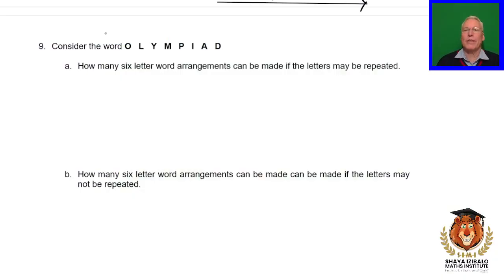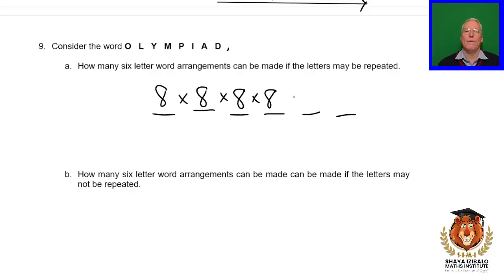So the first question asks, how many six-letter word arrangements can be made if the letters may be repeated? All right, so we've got 1, 2, 3, 4, 5, 6, 7, 8. So we've got a choice of 8 letters for the first of our 6 letters. But because they may be repeated, we've got a choice of 8 again, a choice of 8, a choice of 8. 1, 2, 3, 4, 5, 6. So 8 to the power of 6.